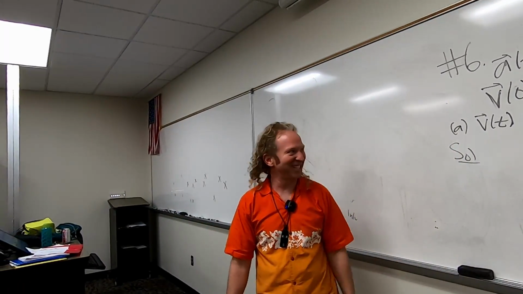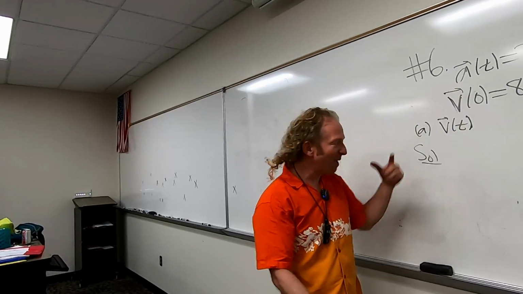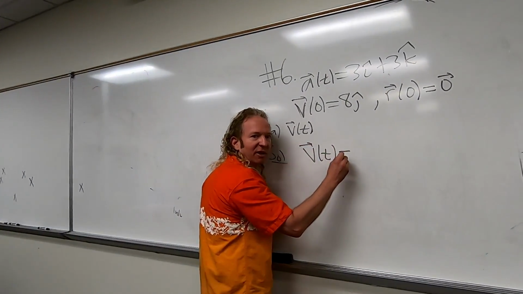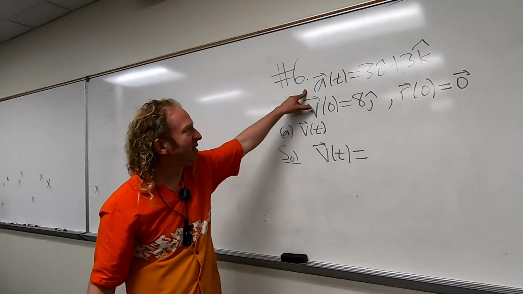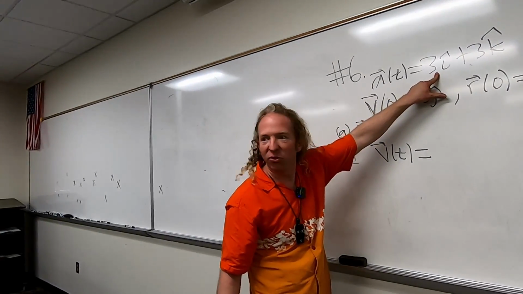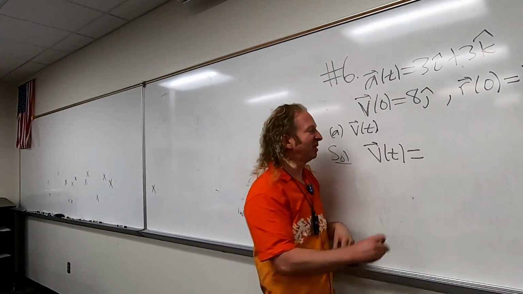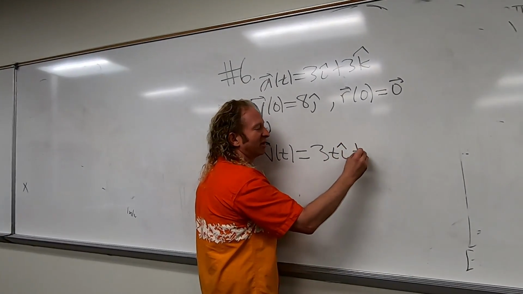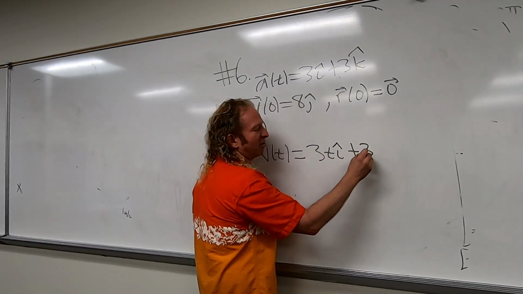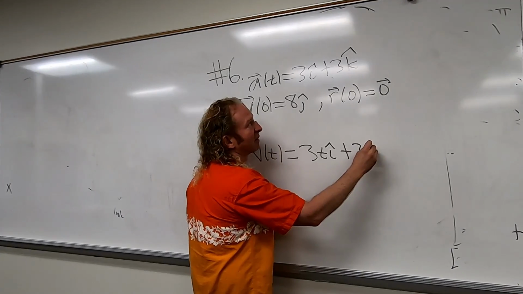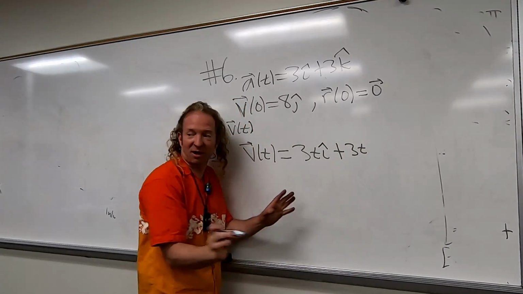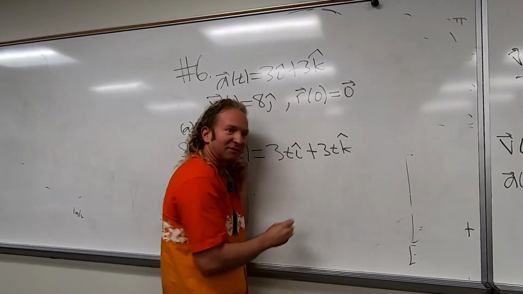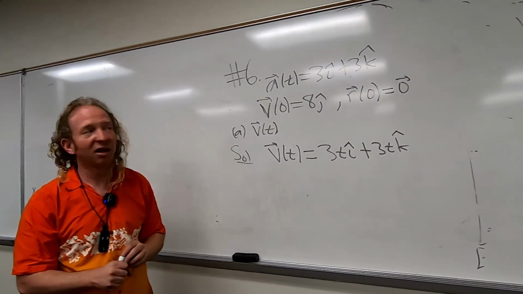To find v of t, you just integrate this one time, right? Yeah, absolutely. So v of t, this is what you'll have on your test. You integrate this, it'll be 3t i hat plus 3t k hat. You forgot the t. I'm not done. Still not done. You forgot the j.